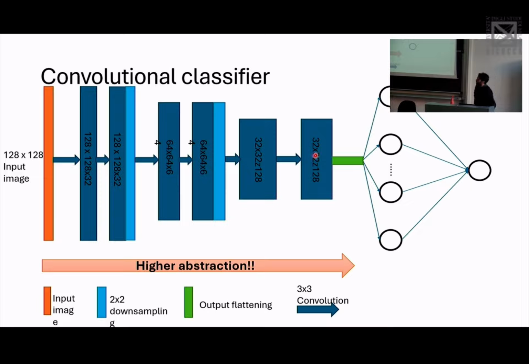And if you go all the way back from here to here, you see how probably even at this layer, each pixel here is informed by all the 128 inputs in the image. Then you flatten the output, that's the standard term, and you do just a simple classification.